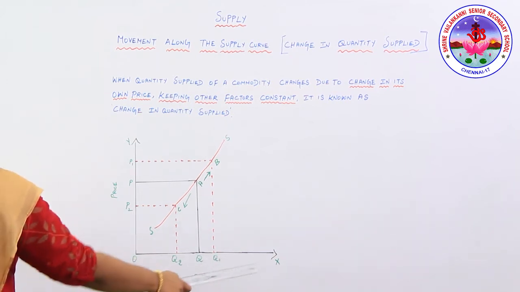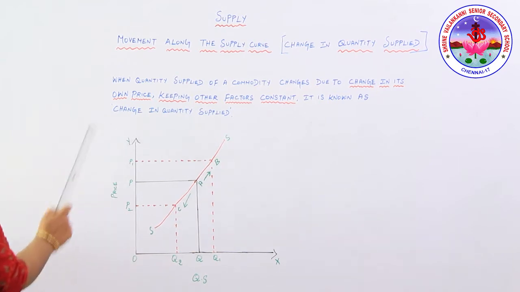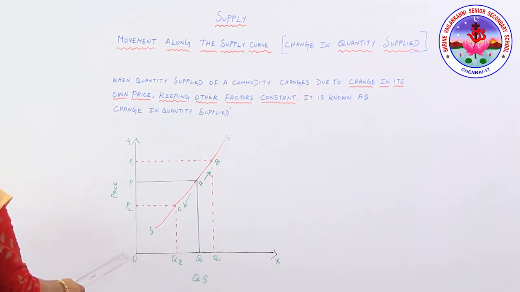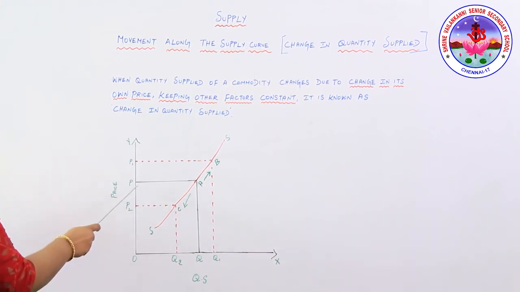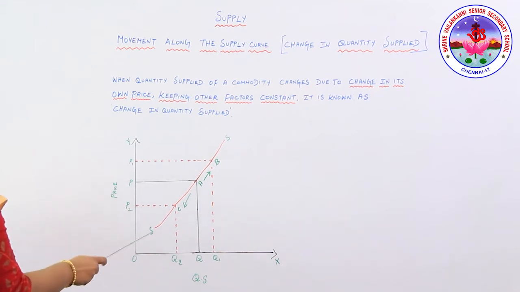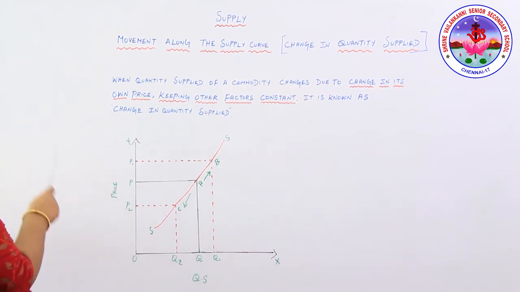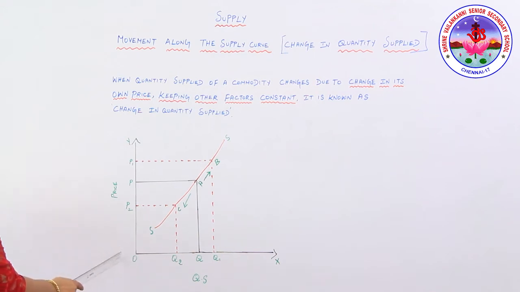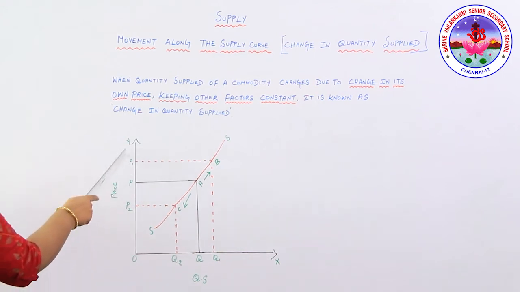OX axis denotes quantity supply and OY price. Now in this, OQ is a quantity supplied at the price of OP. Change in the prices, whatever it may be, say from OP1 to OP2, so there is a change in the prices that leads to an upward or a downward movement along the same supply curve. Now just look at the upward movement when price rises from OP to OP1.